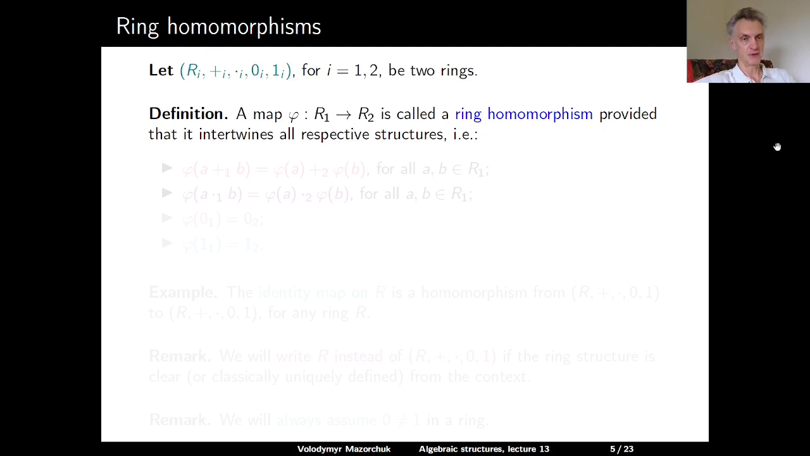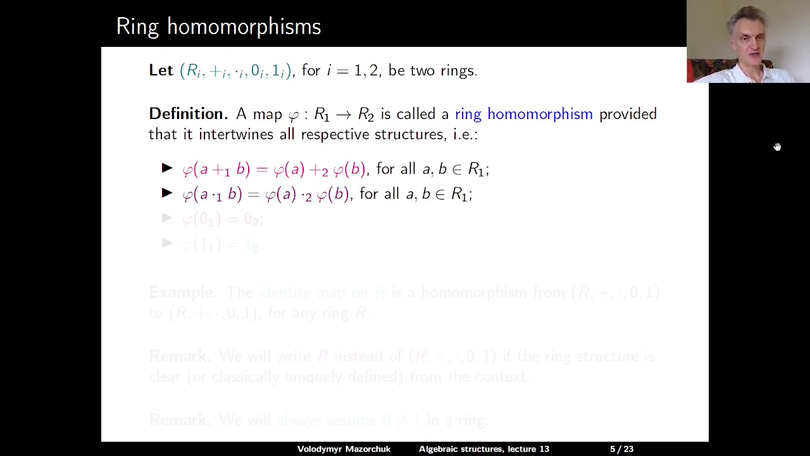So this means the following. First of all, phi maps addition in ring R1 to the addition in ring R2. This means that phi of A plus B, so here plus is in the ring R1, should be equal to phi of A plus phi of B. Now this is plus in R2. And this should hold for any A and B in R1.